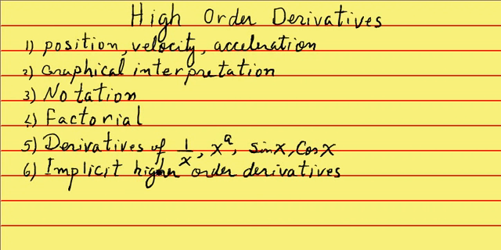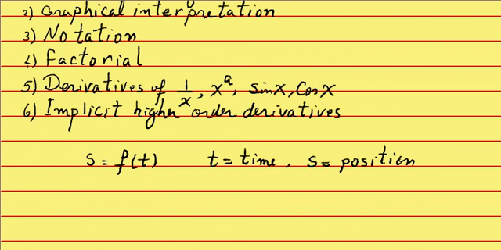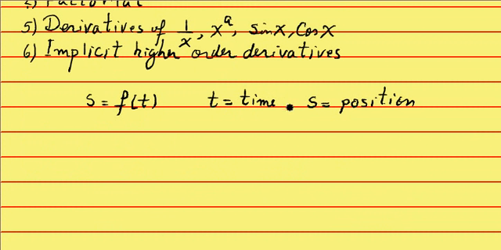Okay, to motivate the topic, let's go back to something we have seen several times. Suppose s is a function of time, so t represents time and s represents position. So a particle could be moving or an object could be falling, and we are recording its position at a certain time. What is velocity? Velocity, we have learned, is the derivative of position with respect to time, or to show it by s prime. So this is the velocity.